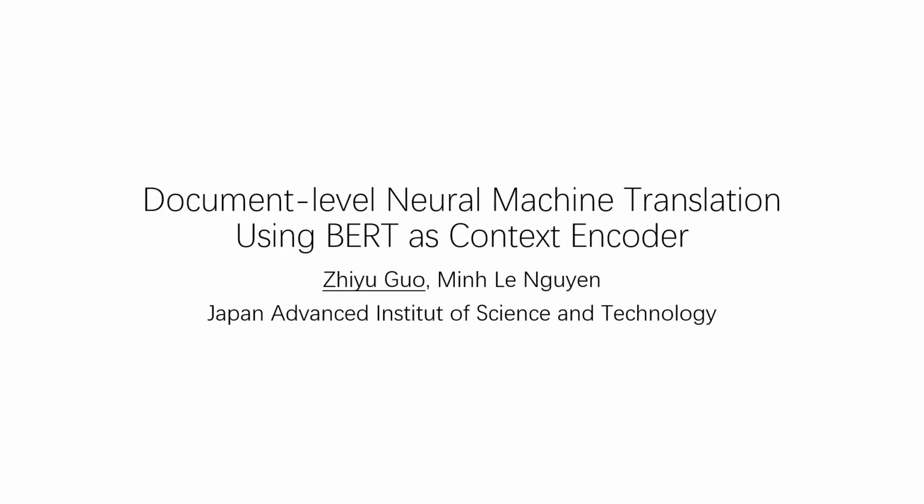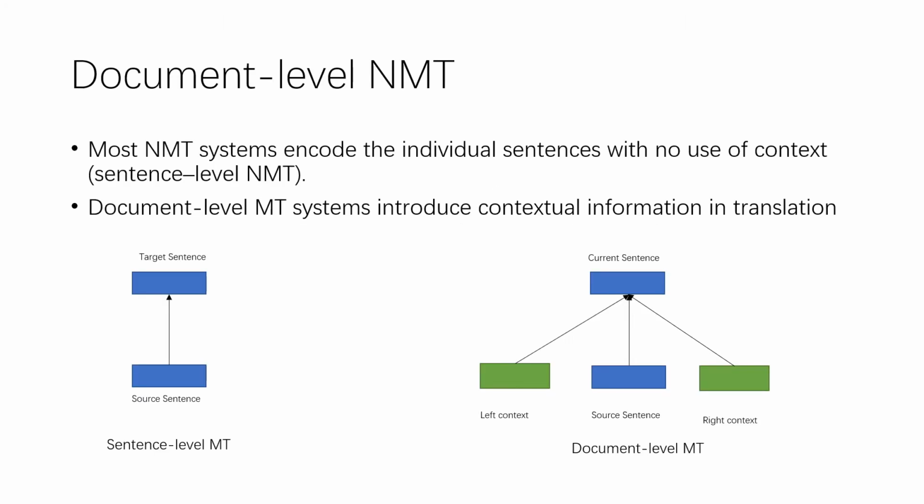I'd like to introduce our work in document-level neural machine translation using BERT as a context encoder. Most neural machine translation systems encode individual sentences without using the surrounding context. Recently, a lot of researchers try to build more powerful document-level neural machine translations, which can integrate more consistent and coherent translation results through the long ranging of context information.